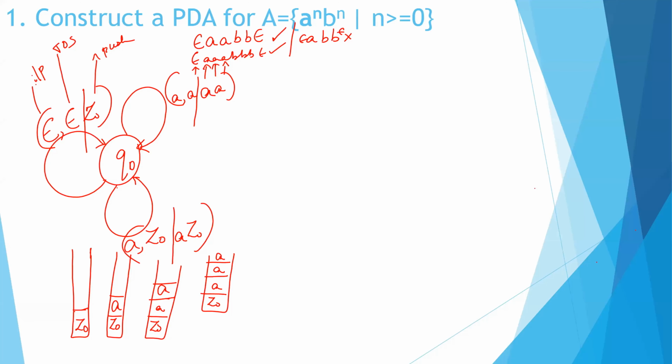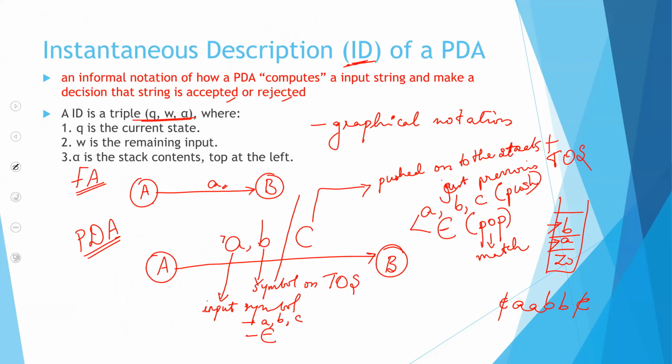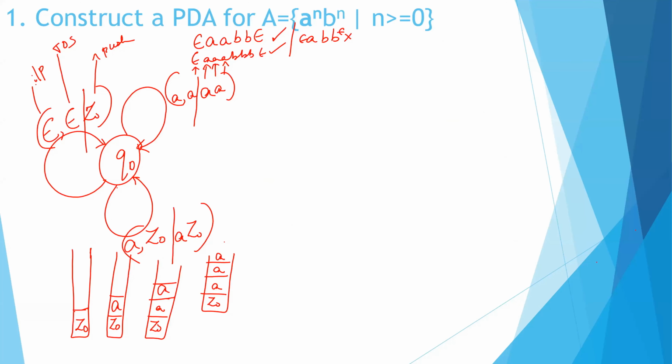You have a third A, put onto the stack. Now, this is for my first A. For all the repeating A's, the same thing happens again and again. The same thing is repeated. So however many A's I have, this particular state will take care of it.